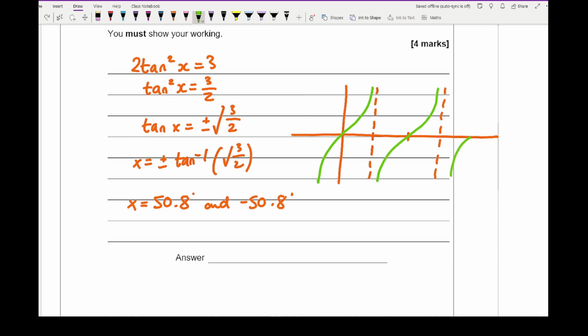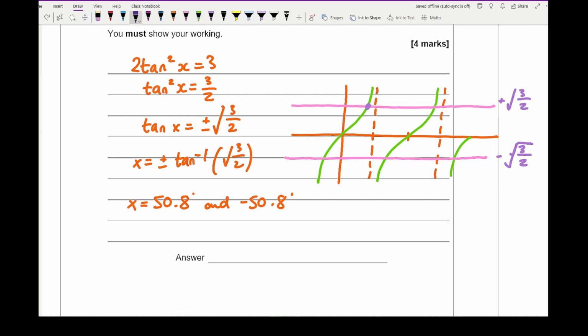Like so for 0 and 360. Now I've gone that little bit extra simply because I've got minus 50.8. So here is plus 50.8 and here is minus 50.8. So what I'm looking for here, actually no, that's wrong. That is positive square root of 3 over 2, and that is minus root 3 over 2. In which then what I'm trying to find is this value here.